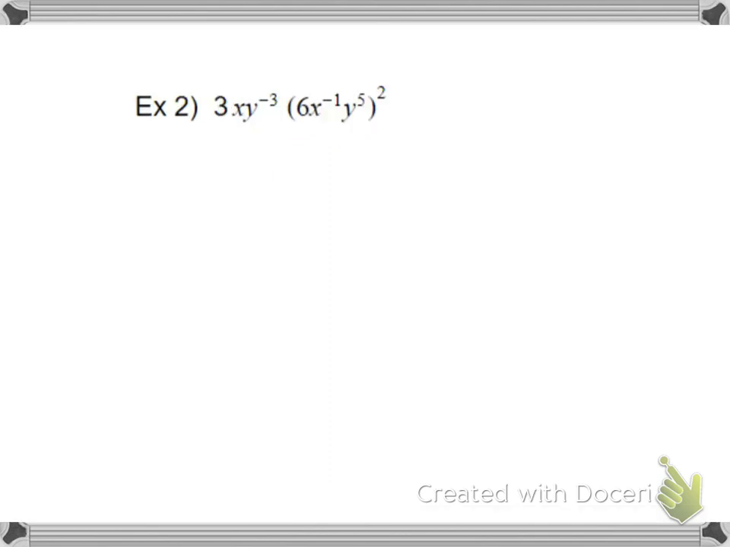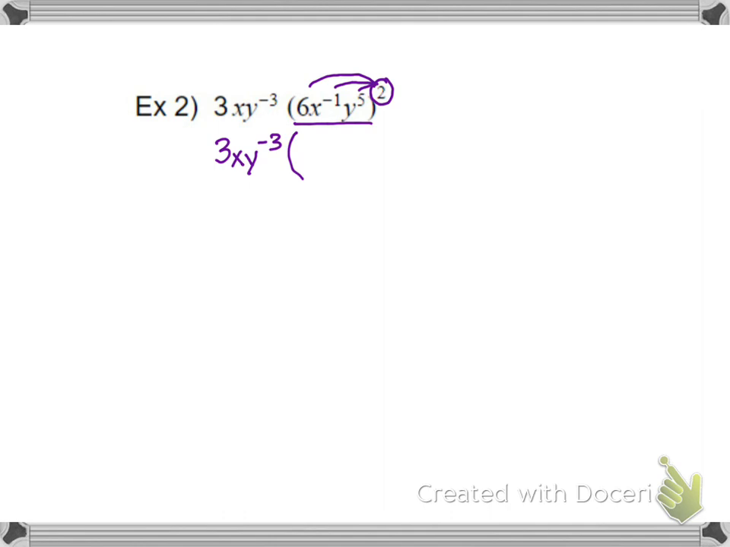Example 2 has a lot more involved. So we have 3 times xy to the negative third times 6x to the negative first y to the 5th, and that is all squared. So the first thing you want to deal with is the exponent that's with the parenthesis. We are going to take this second exponent and we're going to apply it to everything that's inside the parentheses. So for now, this 3xy to the negative third, we're not going to do anything with that yet.